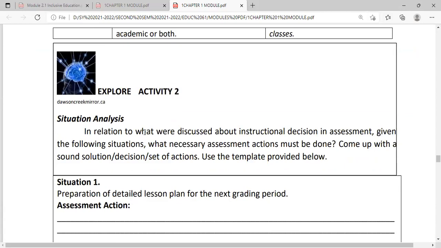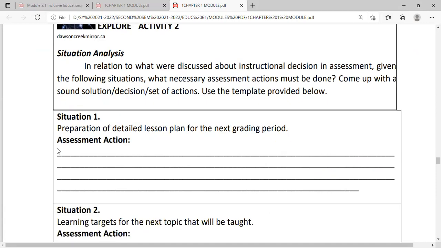So activity 2, this is a situation analysis. You will be analyzing a situation in relation to what was discussed about instructional decision and assessment. Given the following situations, what necessary assessment actions must be done? Come up with a sound solution, decision, or set of actions. So use the template below. Don't worry, I will provide an assessment template so it is easier for you to answer.